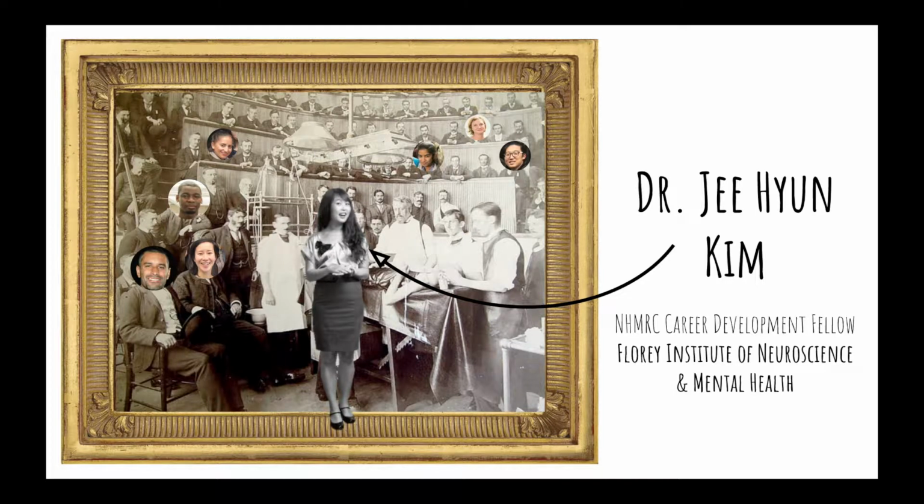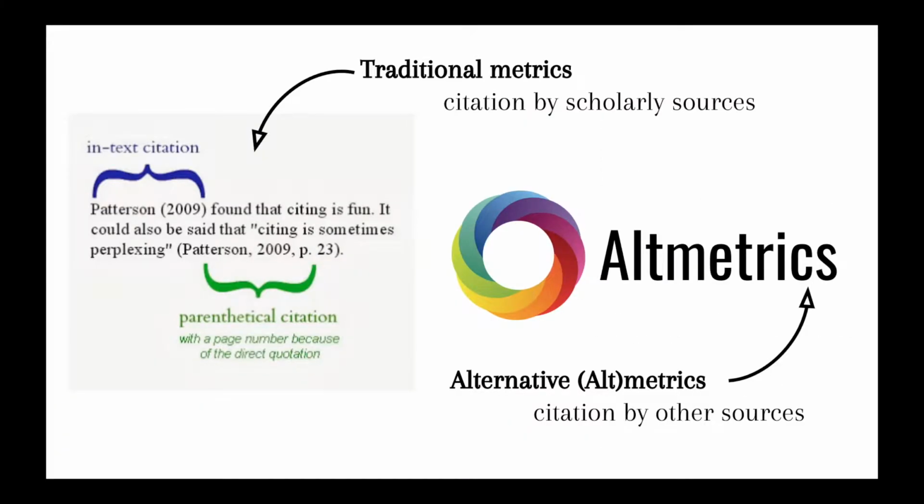And one of these researchers is Dr. Jee Hyun Kim, an early to mid-career researcher at the Florey Institute of Neuroscience and Mental Health. And I've been working for the last year as an engagement officer on managing her online profiles. So the best way to measure the impact of the work that I've been doing representing Jee is to use something called alternative metrics, or altmetrics for short.